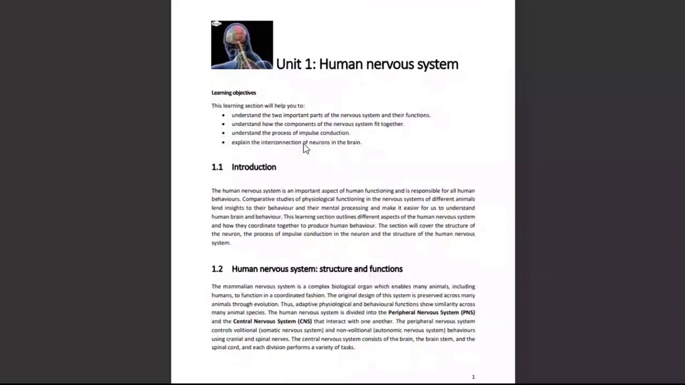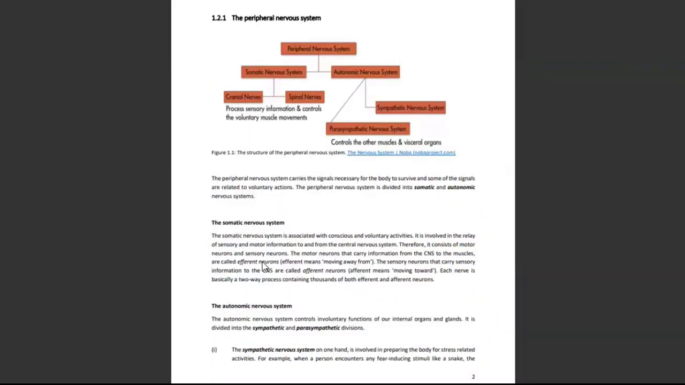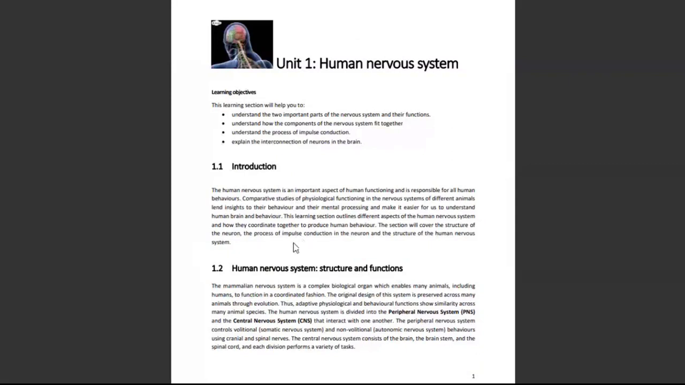That's the first part. So let's repeat the objectives. Understand the two important parts of the nervous system and their function. Understand how the components of the nervous system fit together. Understand the process of impulse conduction. I will explain in detail what we mean by impulse conduction. Explain the interconnection of neurons in the brain. So let's start here. This is a detailed chapter. I need your concentration.